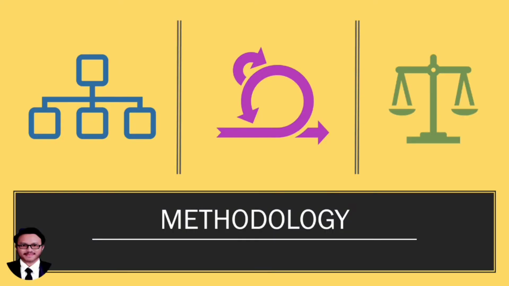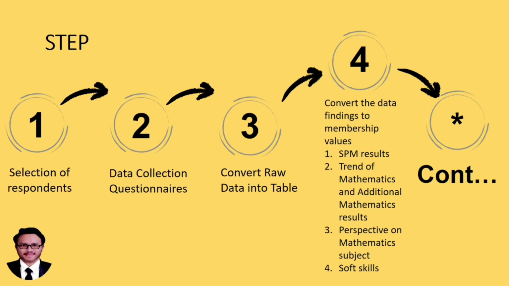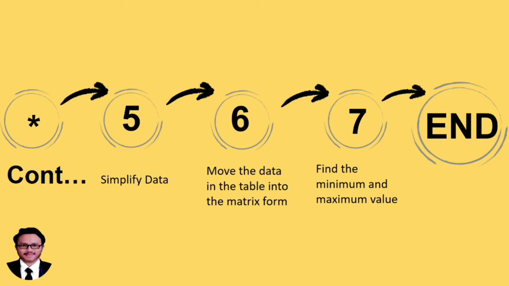Next, the methodology. The first step is selection of respondents. Second step is data collection using questionnaires. Third, convert raw data into a table. The fourth step is to convert the data findings to membership values. The first is SPM results, trends of mathematics and additional mathematics results. Next, perspective on mathematics subject. Lastly, soft skill.